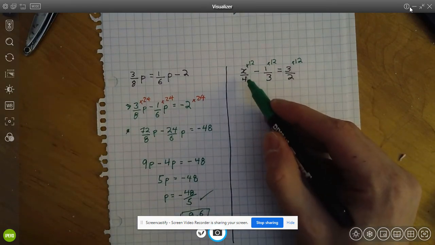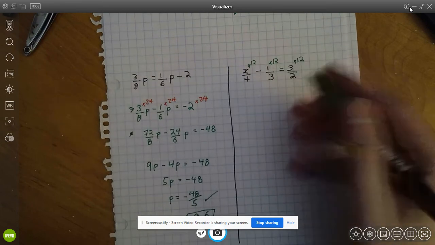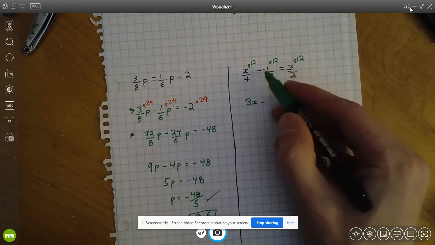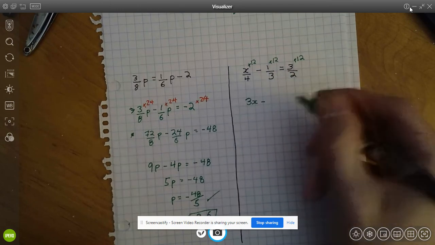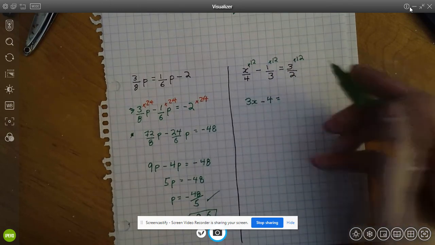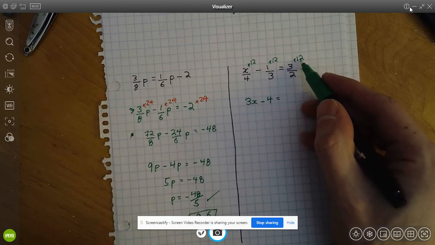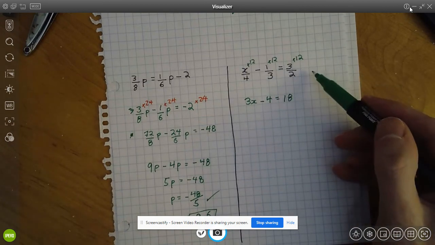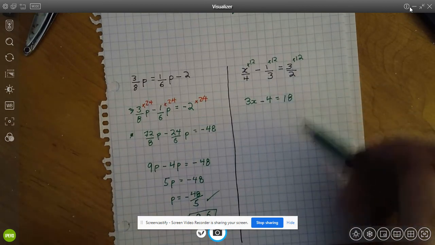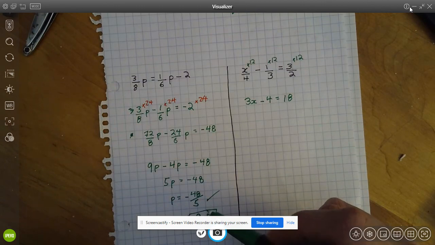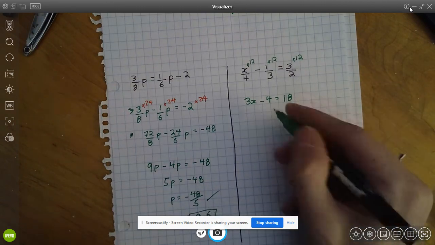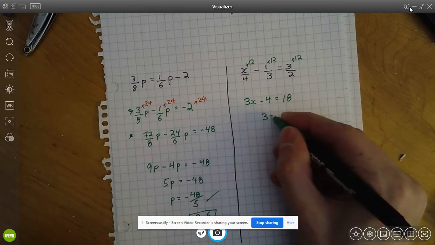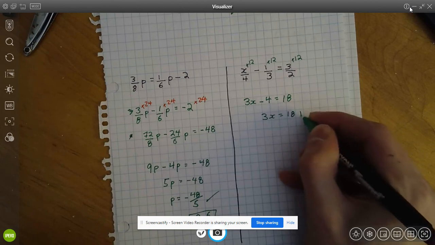So I've got x over 4 times 12. So it's going to be 12x over 4, which is just 3x. 12 divided by 4 is 3. Minus 1 times 12 is 12 over 3 is 4. And then I've got 3 times 12 is 36, divided by 2 is 18. So if I multiply everything by the lowest common multiple, in one step, I've eliminated all of my fractions. Now I want to isolate for x, so I should move the negative 4 to the other side. And again, as it crosses the equal sign, it becomes a plus 4.